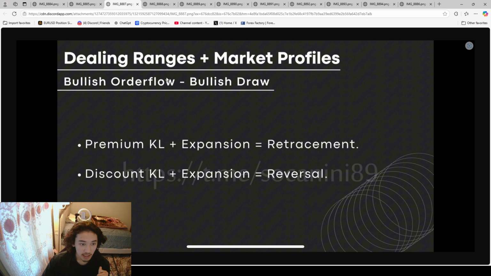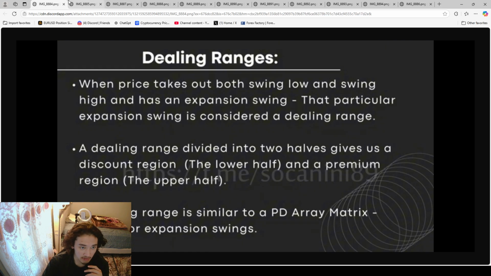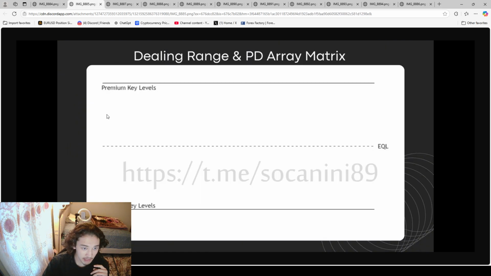Dealing ranges plus market profiles. Bullish order flow and bearish order flow, right? If you have a premium key level plus expansion, but it's a premium key level, right? So if you go back to the previous chart, it's a premium key level. So in this case, you're buying. If there's a key level around here, you're buying here, right?